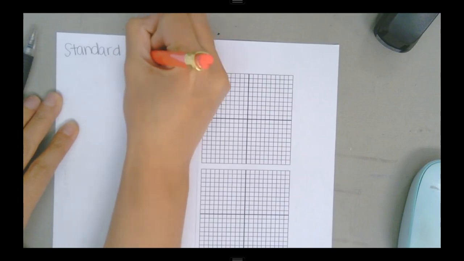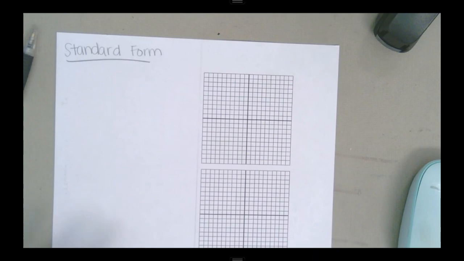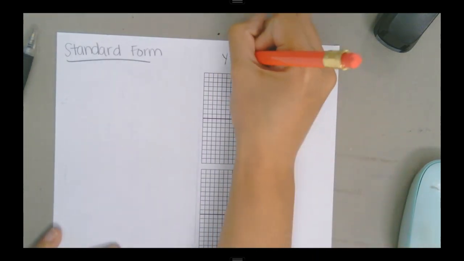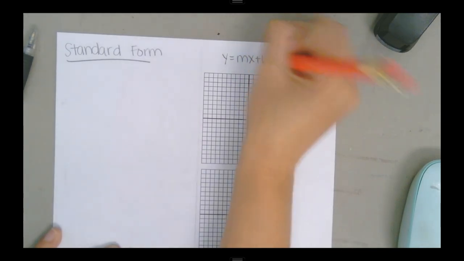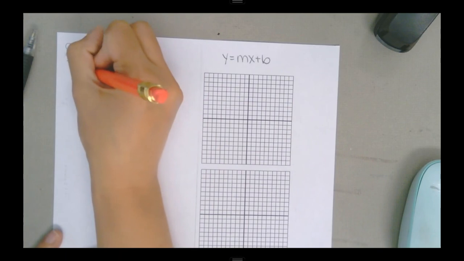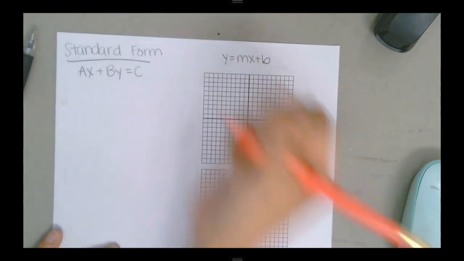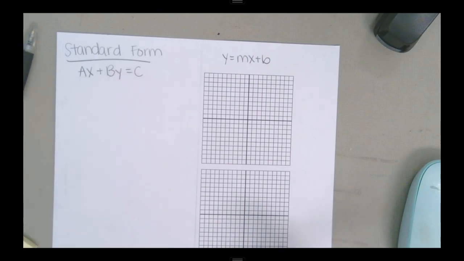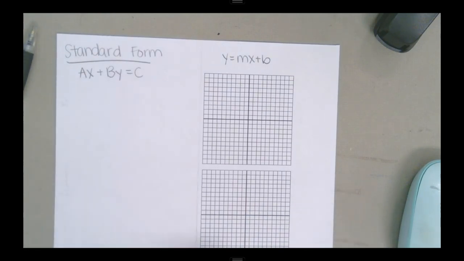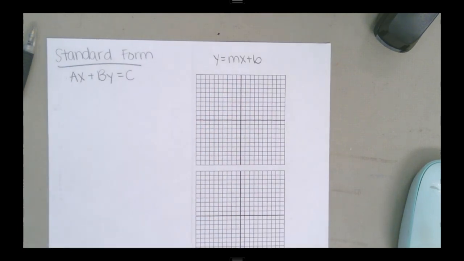And you already know one type of form when it comes to equations. You know slope-intercept form, and that's y equals mx plus b. So for standard form, the equation looks like ax plus by equals c. And a, b, and c are numbers, okay? So what we're going to do is take a standard form and convert it into slope-intercept form, just like we would solve an equation.